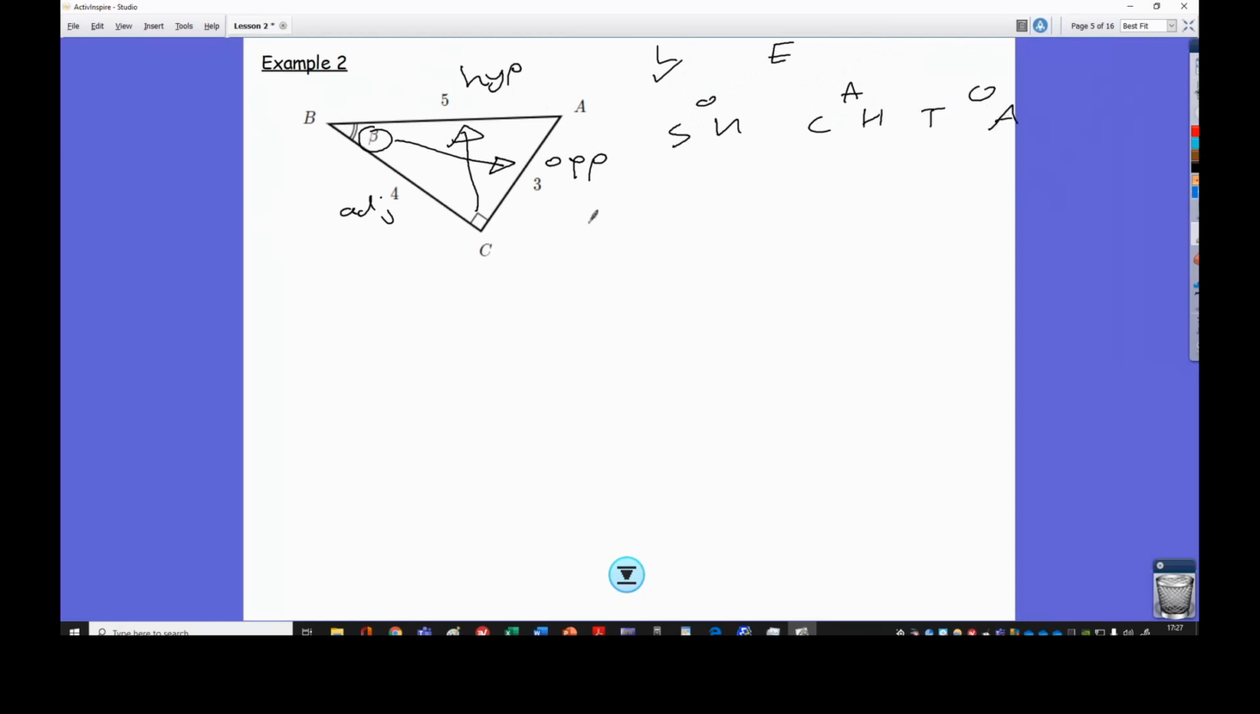Okay, so working out the sine of angle beta. Sine of beta equals, right, opposite 3 over hypotenuse 5. Cos of beta is going to be the adjacent to beta, which is 4, over the hypotenuse, which is 5. And then tan of beta is equal to the opposite to beta, which is 3, over the adjacent to beta, which is 4.